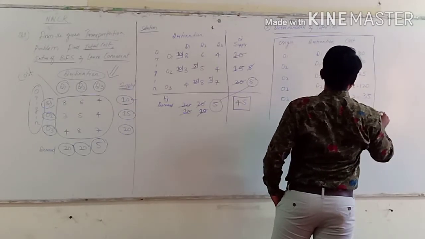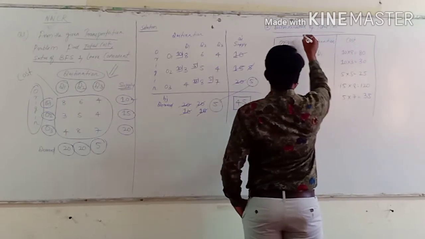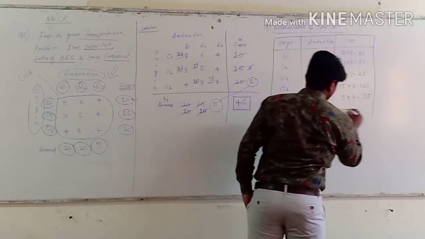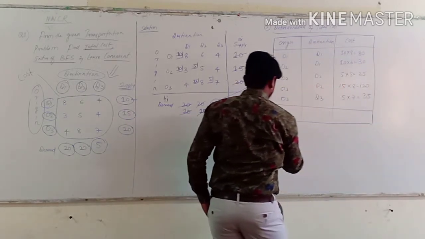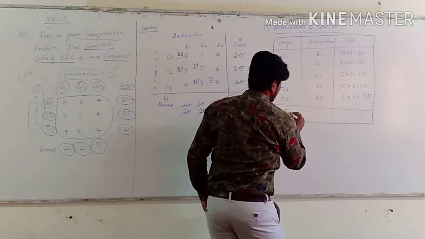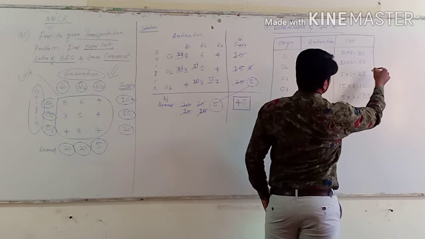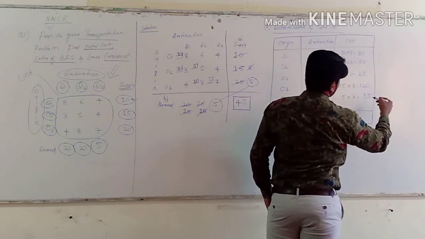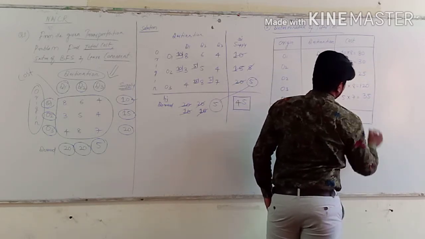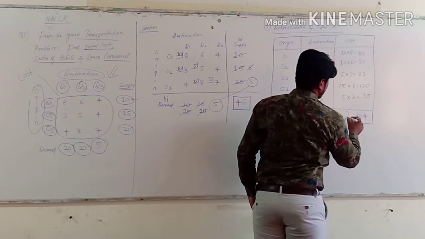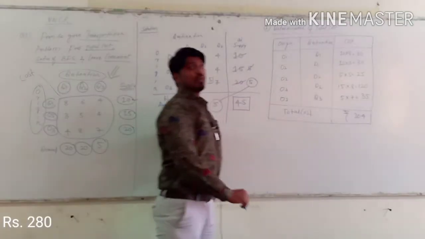The table of total cost. So these are the 3 different columns you have to draw in your examination. Here you write total cost: 30, 80, 25, 120 and 35. It is 304. Okay, so this is the total cost.